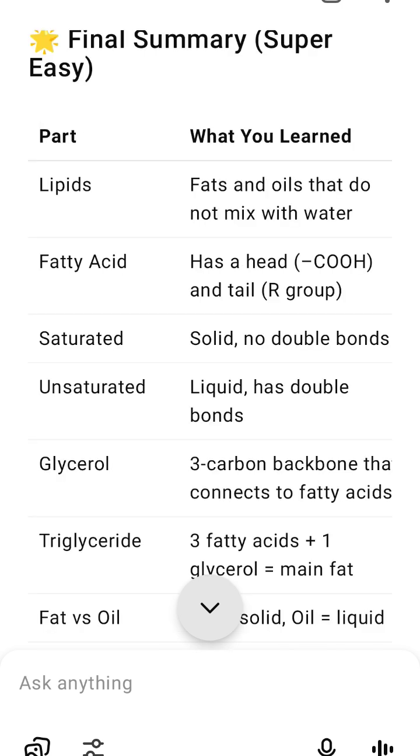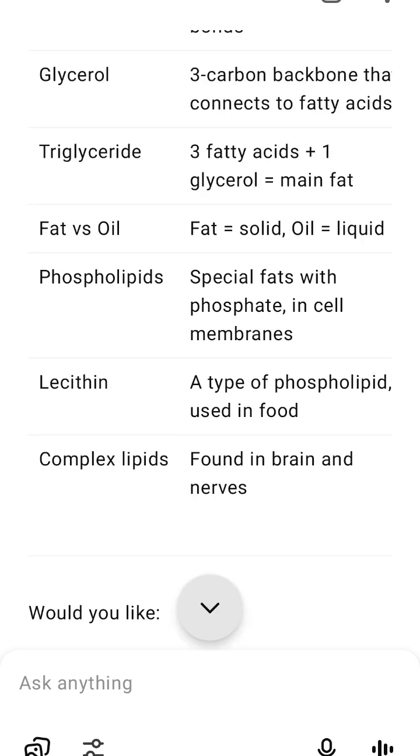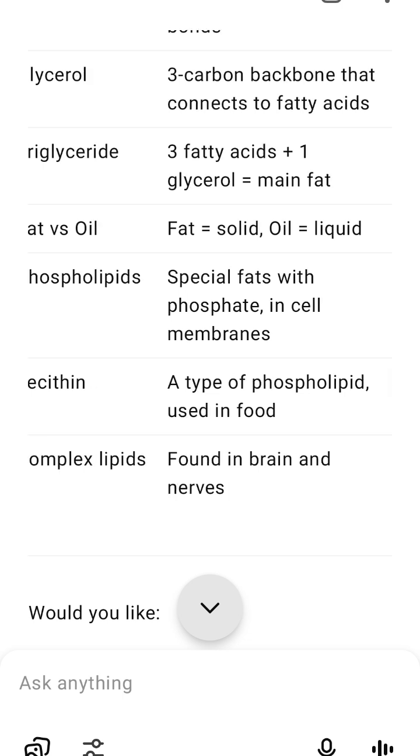7. Fats versus oils. Fat: state at room temperature solid, melting point high. Oil: liquid, melting point low. Examples: ghee, butter, vanaspati are fats; mustard oil, coconut oil are oils. In cold weather, ghee becomes hard, it's a fat. Mustard oil stays liquid, it's an oil.